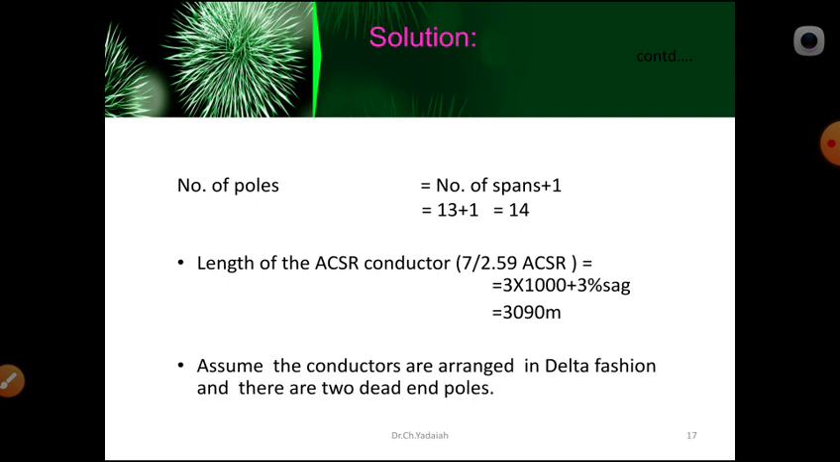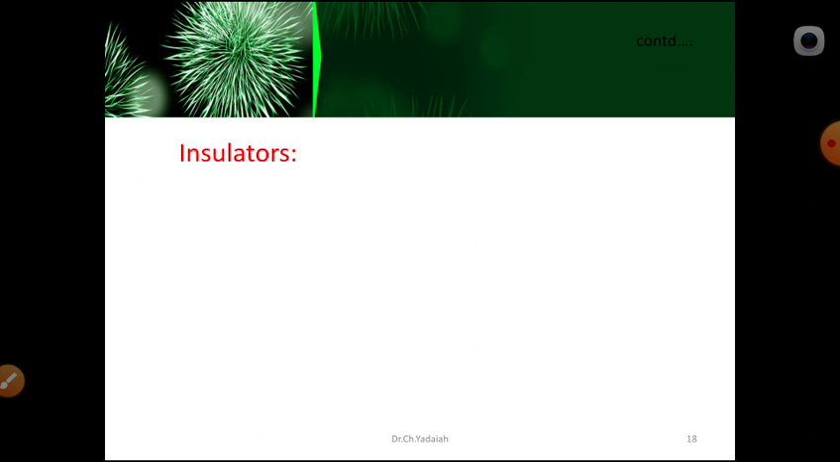And after that, assume the conductors are arranged in a delta fashion and there are two dead end points. So the conductors may be straight, or it may be delta. That is R phase, Y phase, B phase. It is a triangular way, or it may be a straight way. Now in this problem we are going to do it in a straight arrangement, and three lines are going in parallel and equidistant.